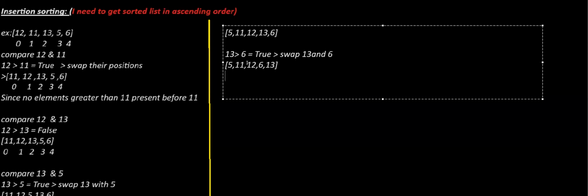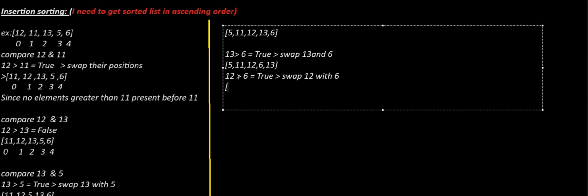Now you can tell me whether 12 is greater than 6 or not. Is it true? Yeah. Since 12 is greater than 6, I need to swap 12 with 6. So how will it become after swapping 12 with 6? Let us write the array: 5, 11, sorry, 12 I need to swap with 6, right? 6, 12, 13.